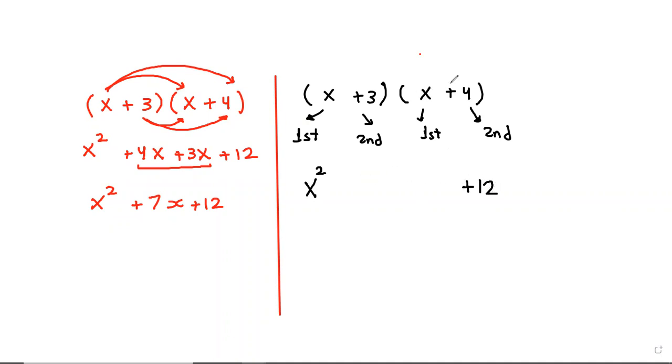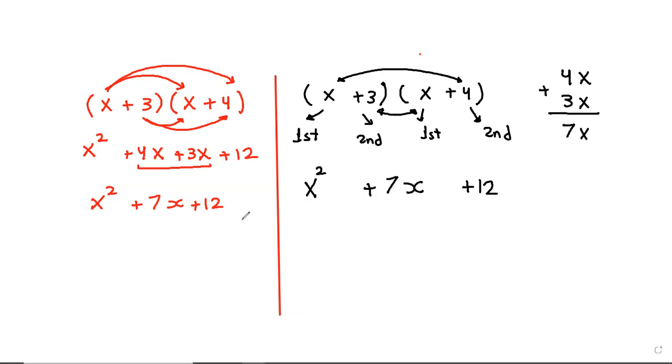What is in the middle? In the middle is the sum of the product of extremes and the product of means. So simply multiply the extremes here: x times 4 is 4x. And multiply the means: 3 times x, 3x. Then add them. 4x plus 3x is going to be 7x. So we're going to write in the middle 7x. The same result we obtained here: x^2 + 7x + 12.